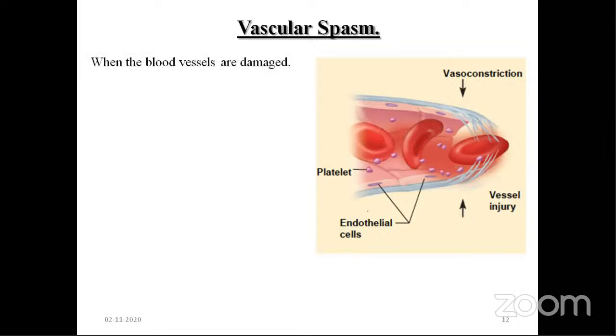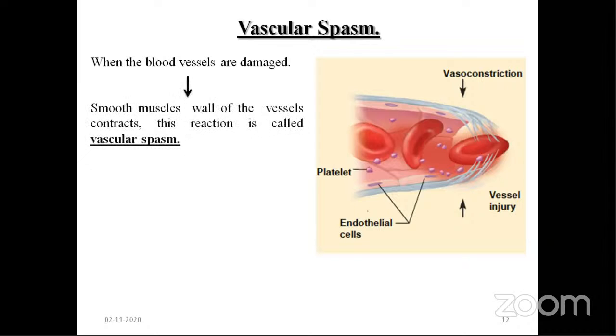So let us look at what happens. Let us study in detail what happens during vascular spasm whenever the blood vessels are damaged. Here you can see, this is the innermost layer. This layer here, you have the endothelial cells. All of these cells here are the endothelial cells. These are the RBCs. These blue or purple ones are the platelets. So initially, whenever there is a vessel injury, the blood starts leaking out or flowing out.